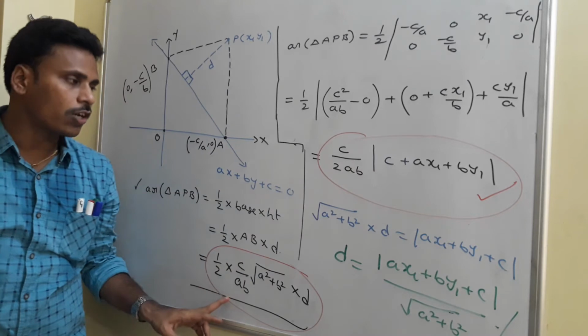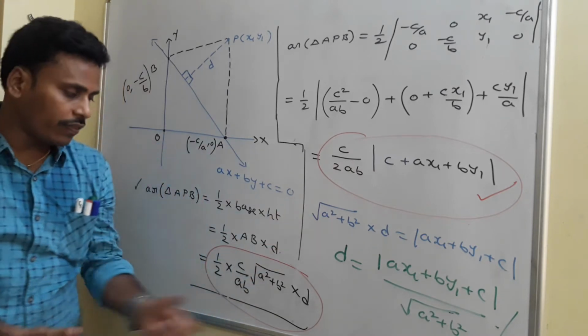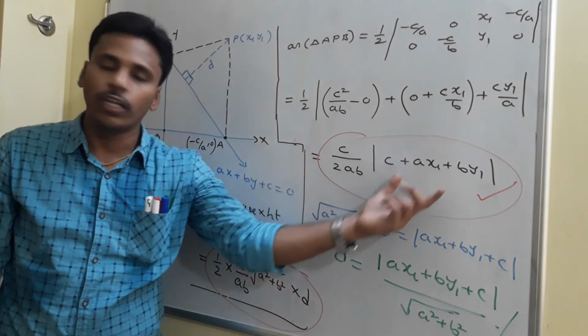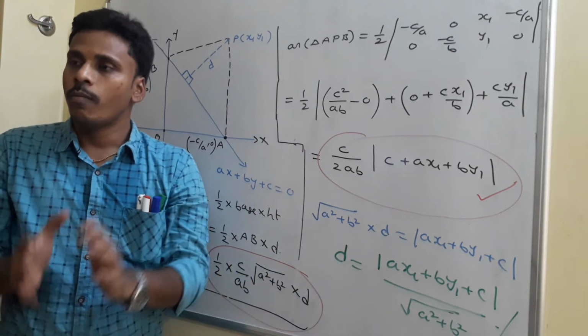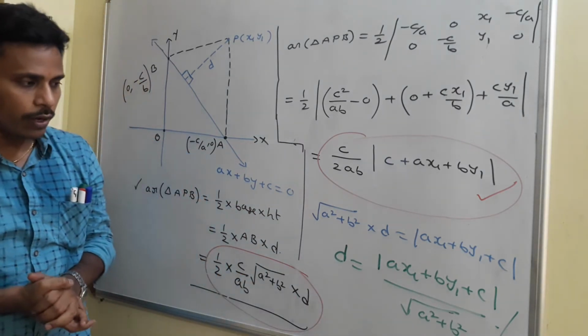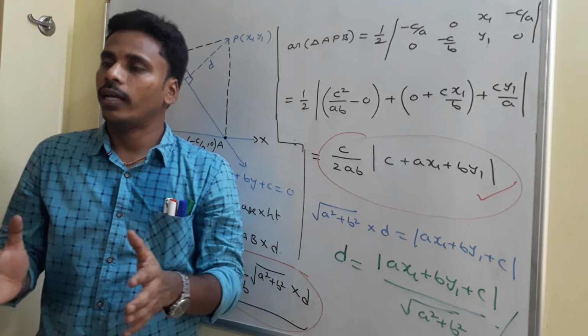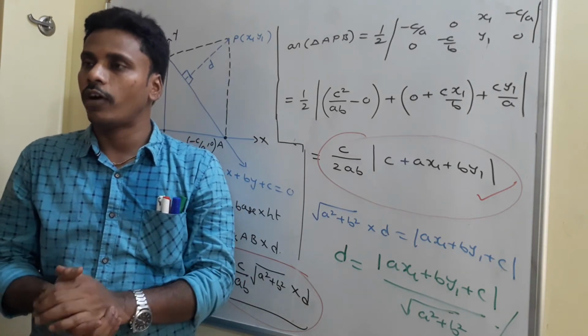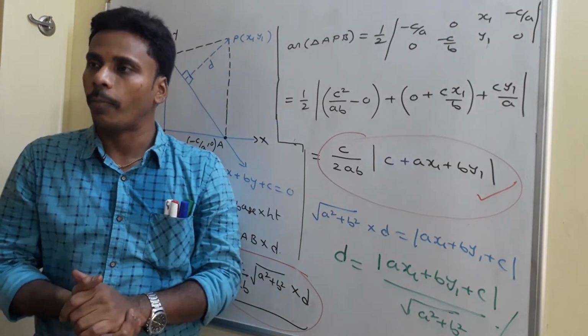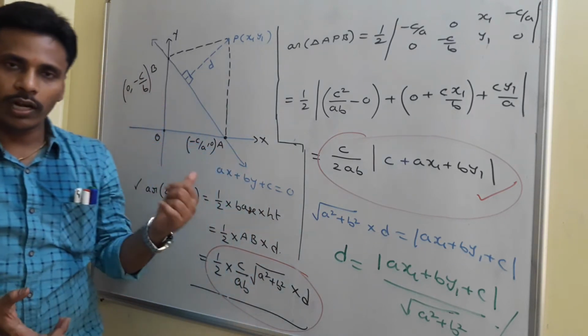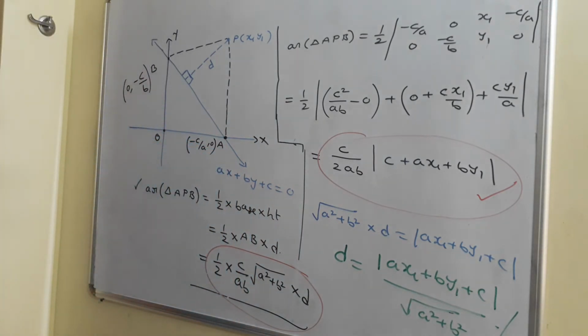c by 2ab is a common number which gets cancelled, and then this product is equal to that modulus value. At the end, d is equal to modulus of ax1 plus by1 plus c by root of a square plus b square. So this is the formula to find the distance from a point to a line. Have a look at this and take a screenshot.